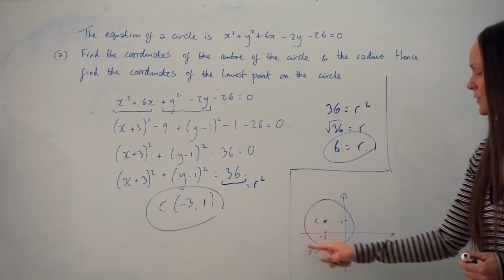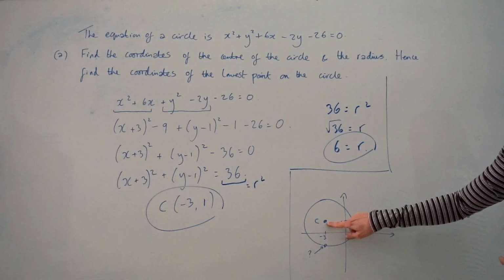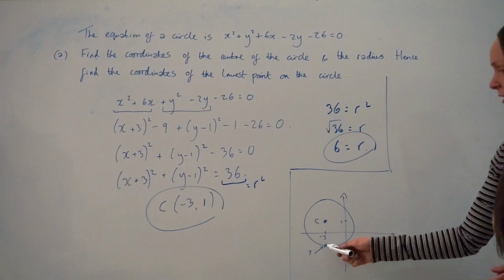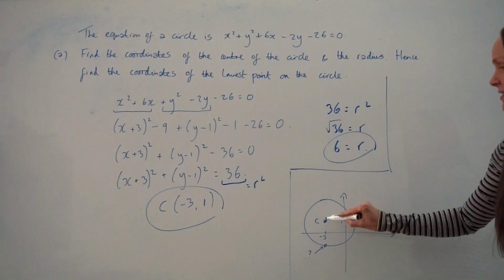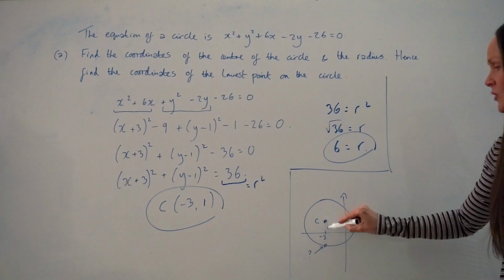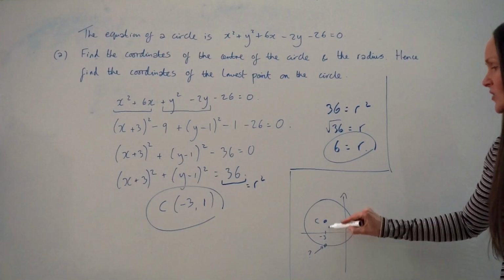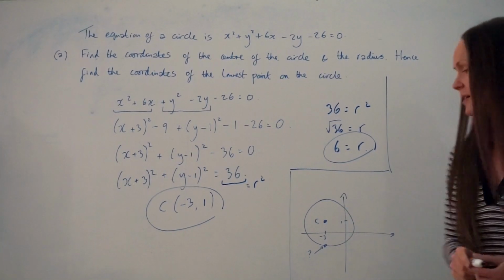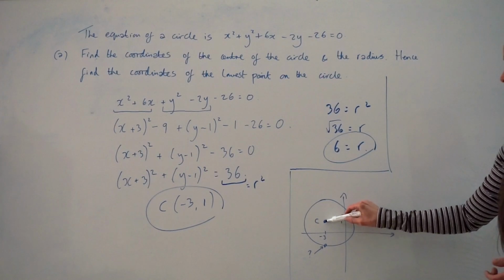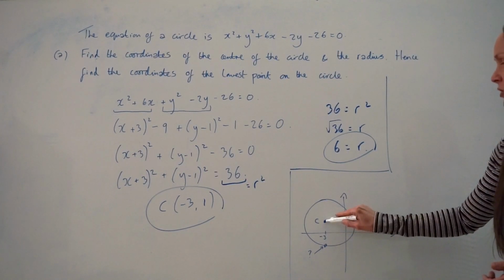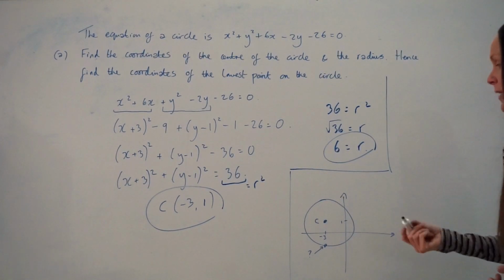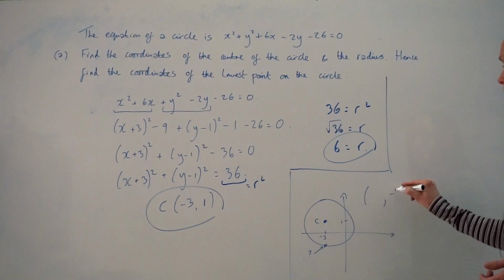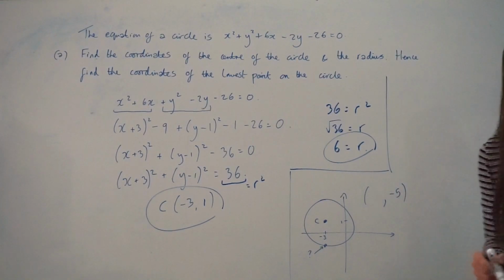So here's the sketch of the circle, and I've plotted the centre of the circle at (-3, 1). Okay, so the lowest point of the circle is found here, and we know the radius is 6. So the distance from this centre point to the circumference is always 6. So if the y value of our centre is positive 1, the y value of this lowest point is going to be 6 units below. If you subtract 6 from 1, you get negative 5. So that is the y value of the lowest point on the circle.